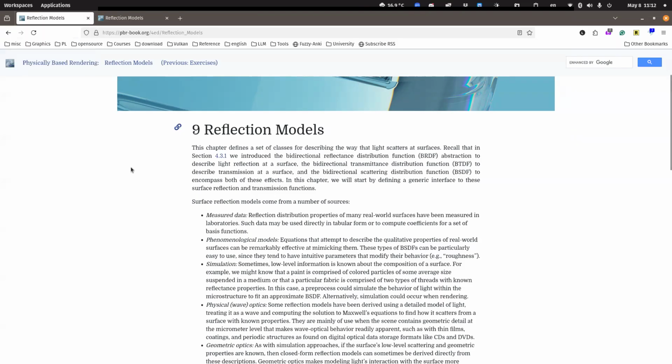Today, we will continue reading the Physically Based Rendering book and start talking about reflection models. This chapter defines a set of classes for describing the way light is scattered at surfaces. Recall previously that we have the bidirectional reflectance distribution function, BRDF, which describes light reflection at the surface, and also the BTDF to describe transmission at the surface, and the BSDF to encompass both of these. In this chapter, we will start by defining a generic interface to these surface reflection and transmission functions.